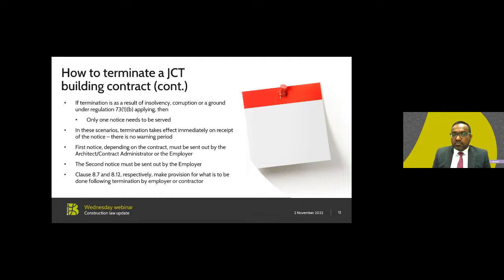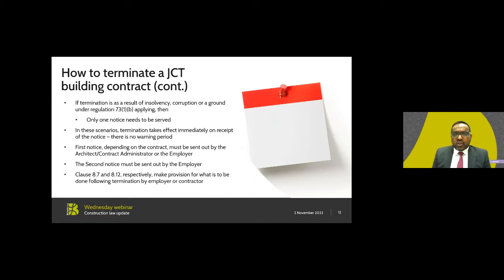Under clause 8.7 and 8.12, respectively, in the JCT contract, there are express provisions for what is to be done following termination by the employer or the contractor. For instance, clause 8.7 allows the employer to appoint others to carry out and complete the works, including making good any defects, taking possession of the site, using temporary buildings, tools and equipment, and the site materials. It requires the contractor, if so required, to remove any temporary buildings, plant and equipment, and provide any contractor's design documents to the employer, and assign the benefit of any contracts for goods, materials, or the works.